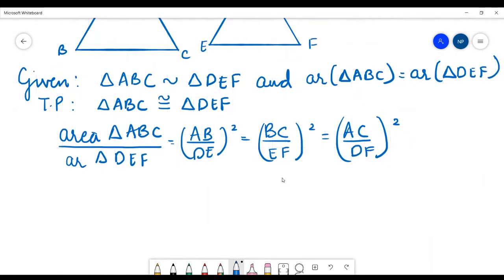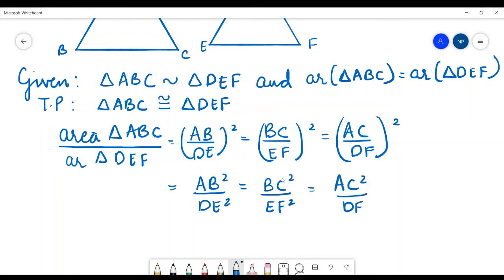Now, after that, we are going to open up the brackets. So we will have AB square upon DE square, which is equal to BC square upon EF square, that is equal to AC square upon DF square. Alright. Now, over here, since the areas of the triangles are equal, that means all the ratios of the sides are equal.